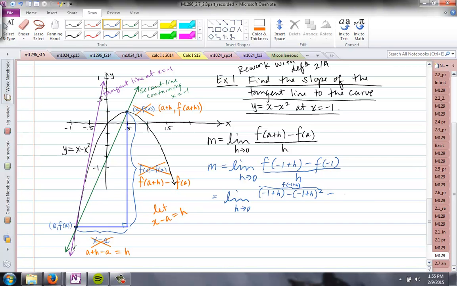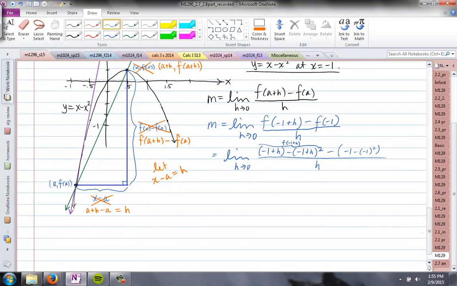Minus f of negative 1, again, you could do it as side work or just plug it in here. And so that's going to be negative 1 minus the quantity negative 1 squared. Alright, so the plug-in part is a little bit harder than our last definition, but this is going to bear fruit at the end, and it's going to be a little bit easier on the tail end.